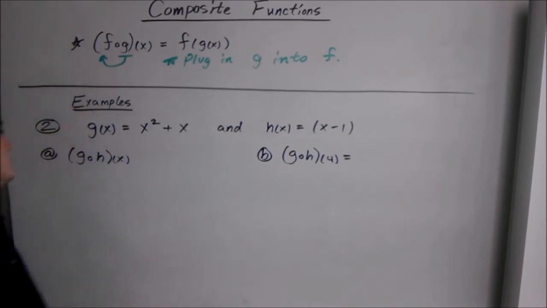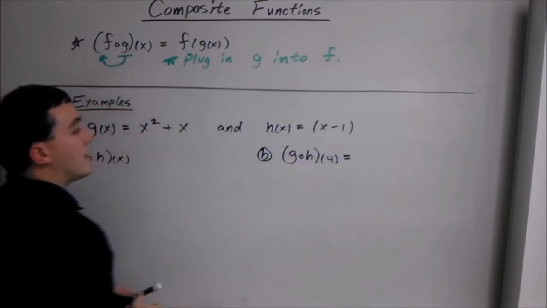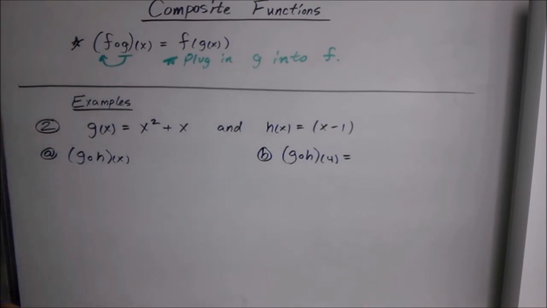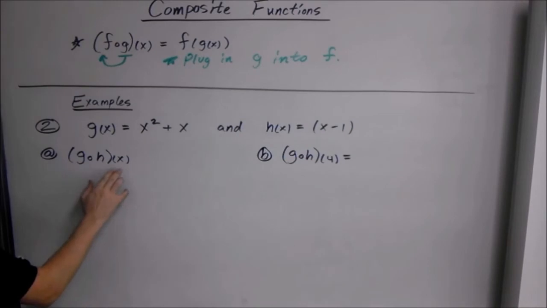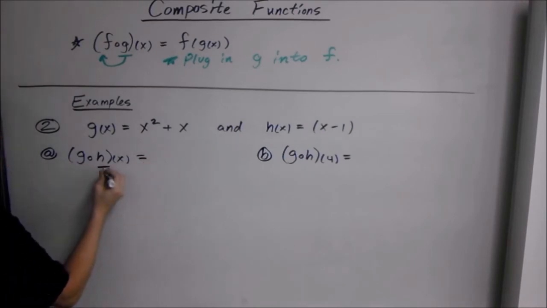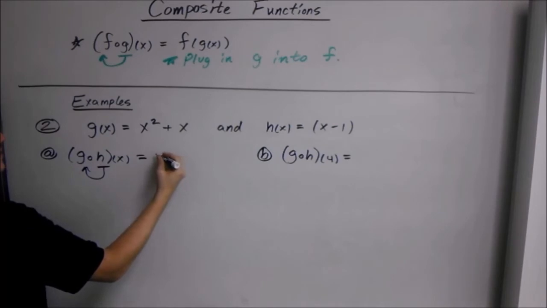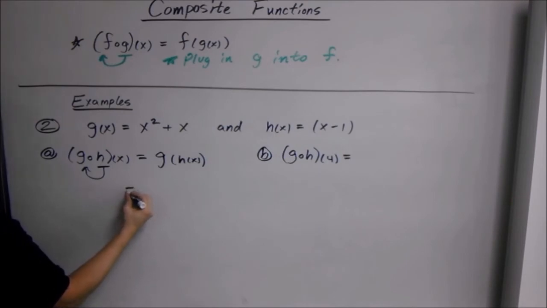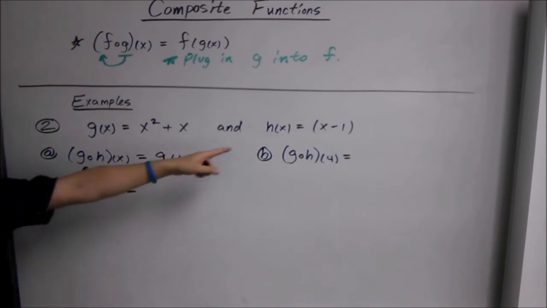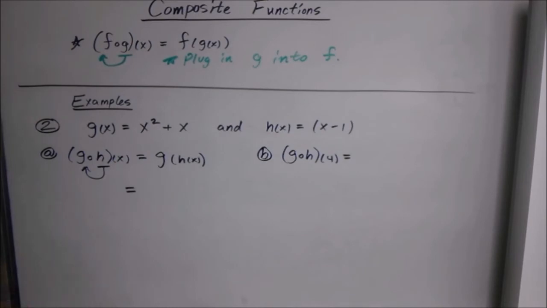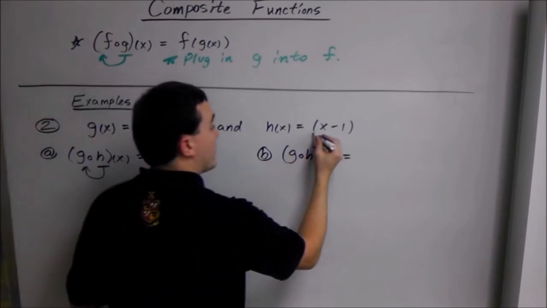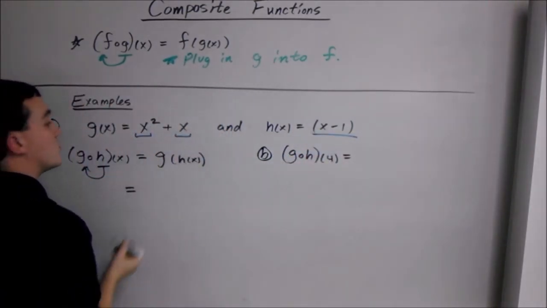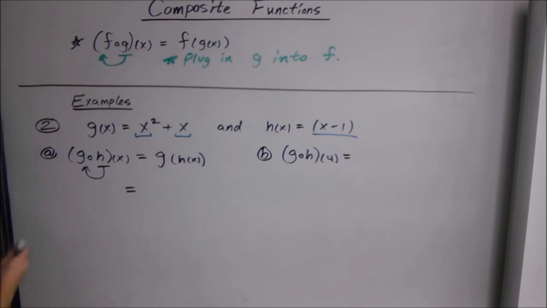Alright, so another example, say we have g of x equals x squared plus x, and h of x is x minus 1. And say first it wants us to find g of h of x. So it's asking us to plug in h into the g. So we're going to have g of h of x. So we do that. We're plugging in our h function into all the x's in the g function. So not only are we replacing this x with x minus 1, but we're also replacing this x with x minus 1. So we can go ahead and do that.